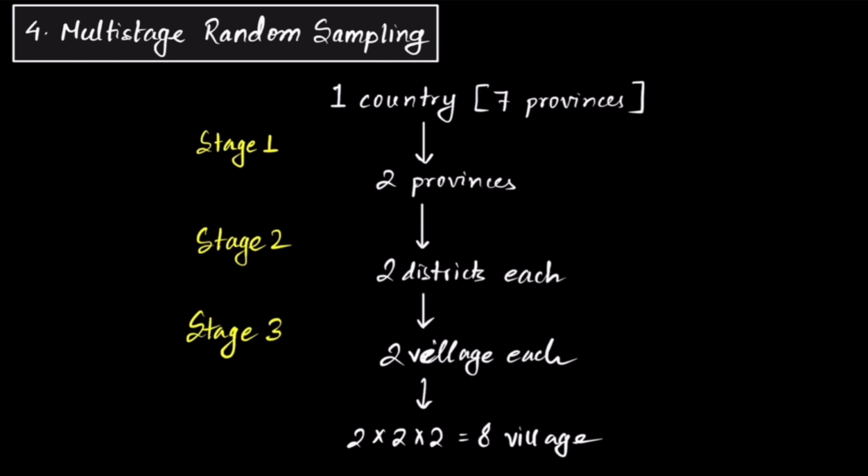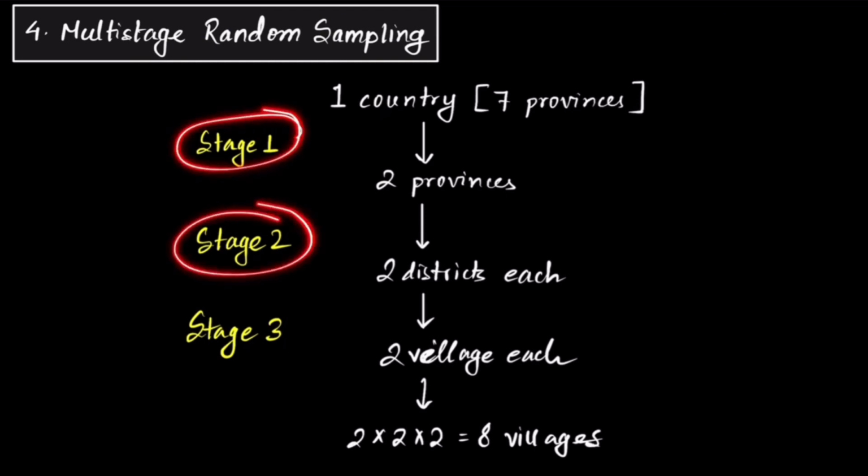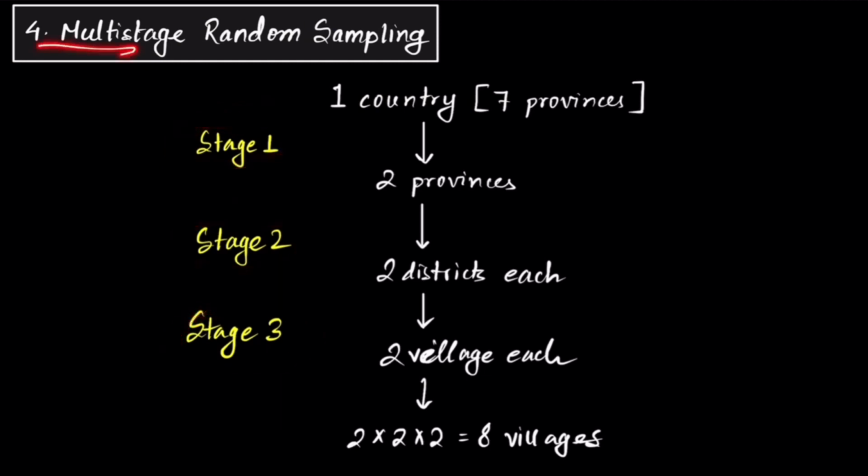2 provinces from 7 provinces in stage 1. 2 districts in each province in stage 2. 2 times 2, 4 districts. Then 2 villages from each district in stage 3. So 4 times 2, 8 villages in total. So since the sampling has been done in different stages or multiple stages, it's multi-stage sampling. And we make it random by applying simple or systematic random sampling at each stage.